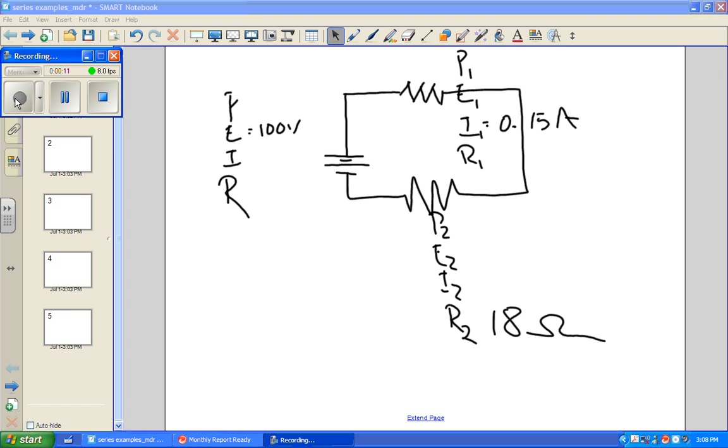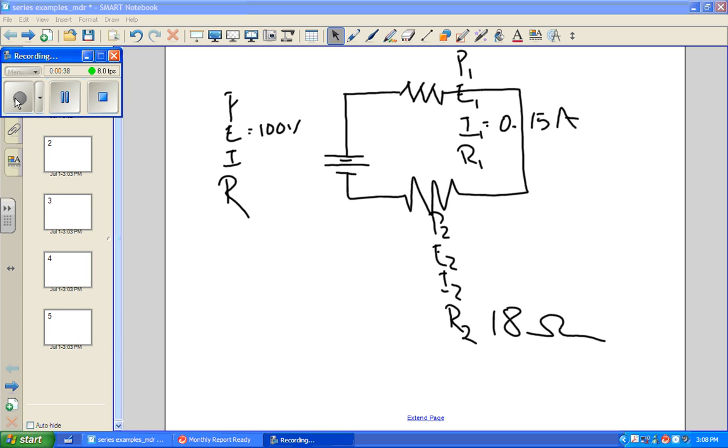So anyway, we're going to do a couple problems out of the workbook for series problems. And we have one here where we are given 100 volts. We only have two resistors. It's nice and simple. And we have a current in resistor 1 of 0.15 amps. We would never put that down as an answer, though. We would always say that it's 150 milliamps. And we have 18 ohms in resistor 2.